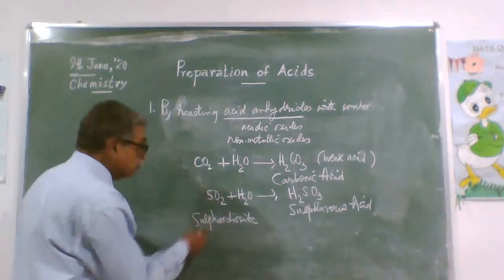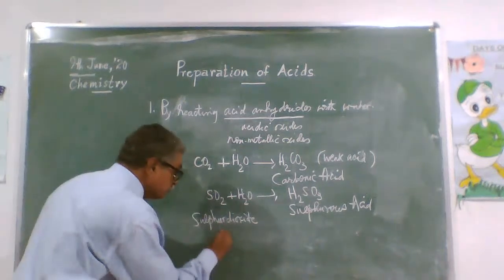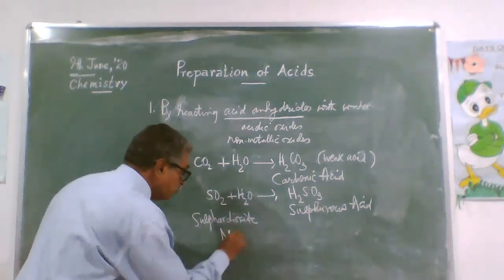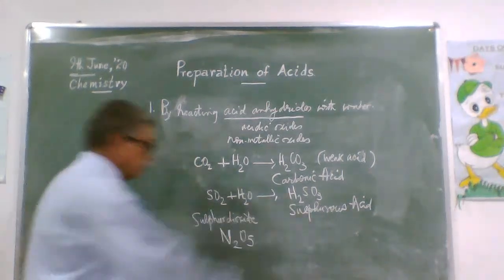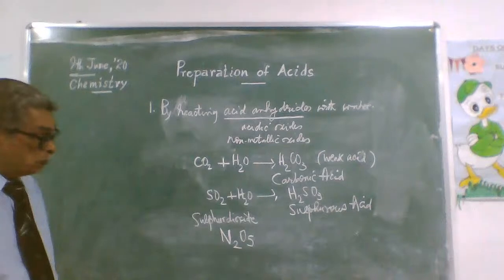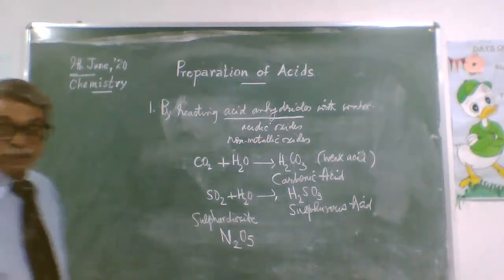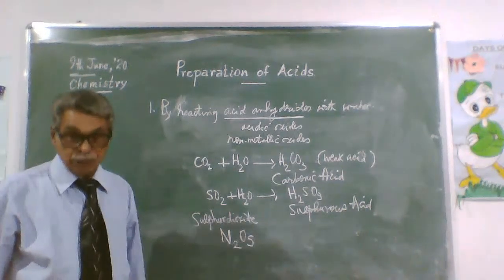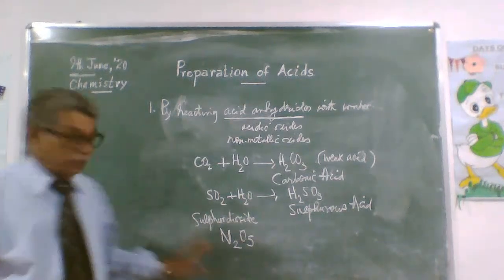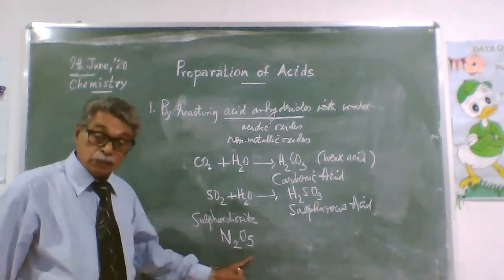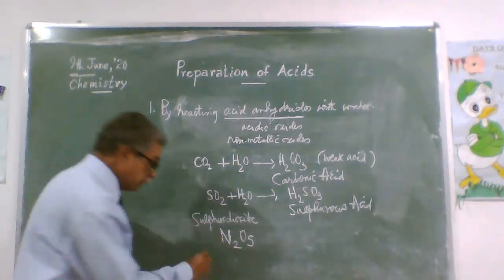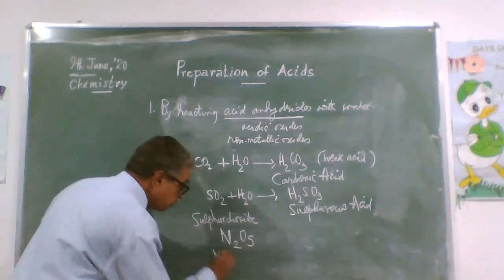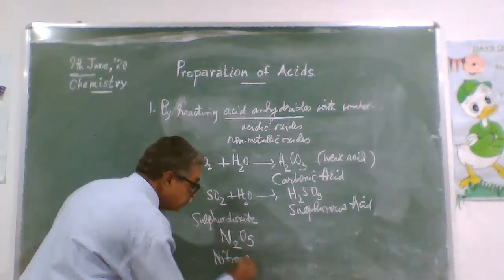Another, we can take nitrogen pentoxide, N2O5. You may ask me, why not nitrogen dioxide? I'll come to that later. At present, let us do this. Nitrogen pentoxide it is called: 5 oxygen atoms, pentoxide.